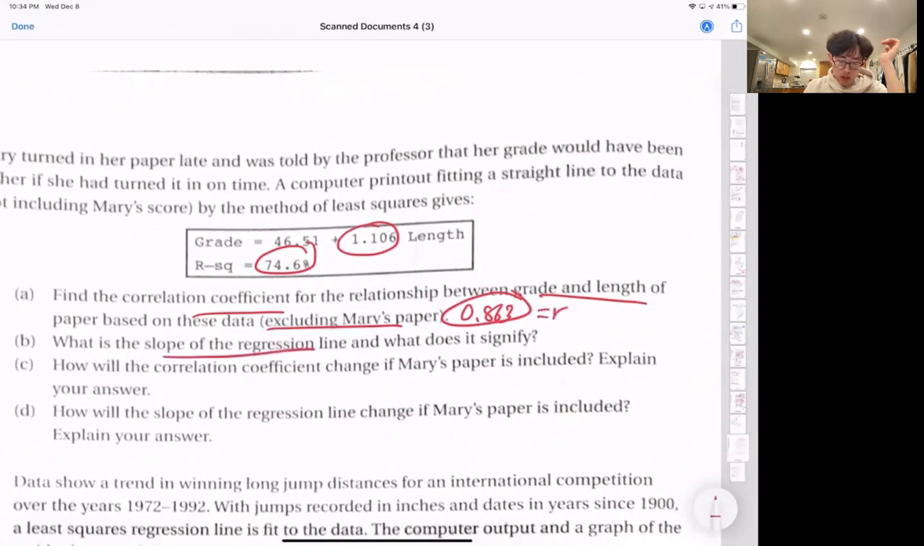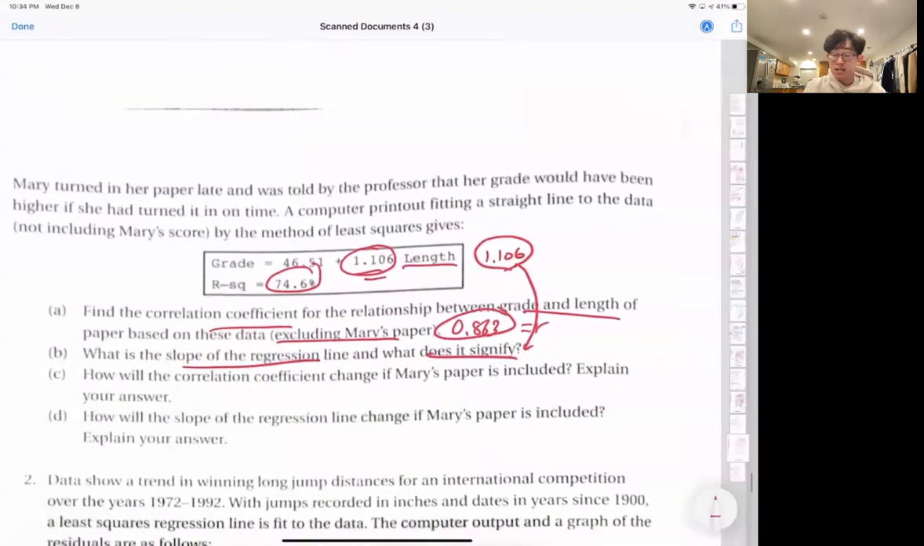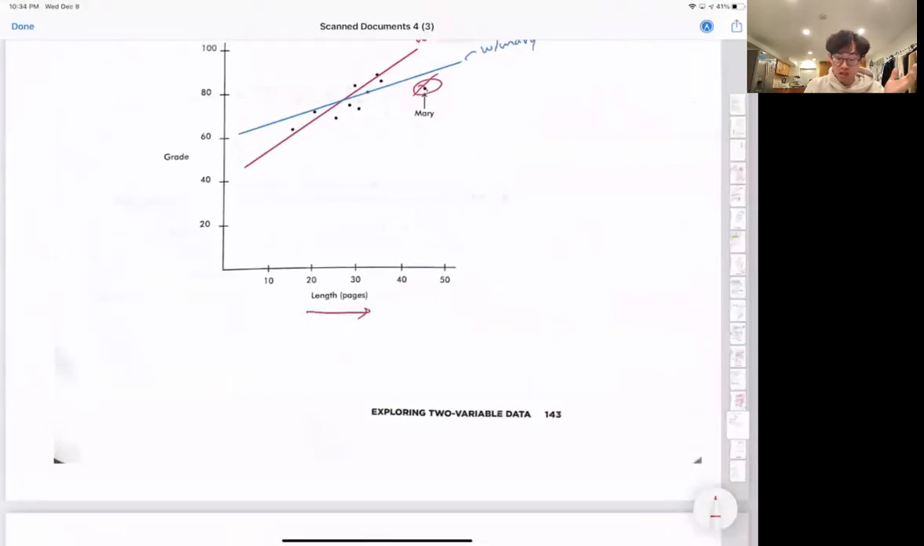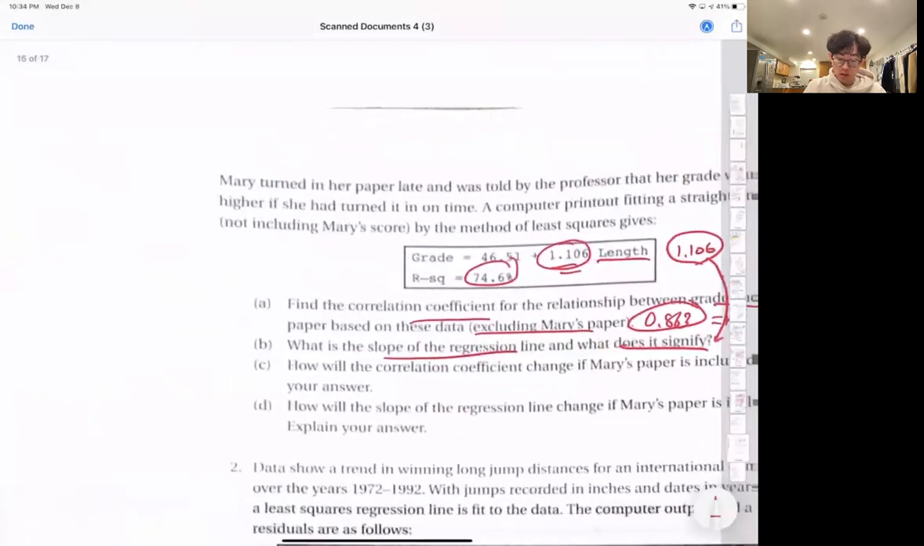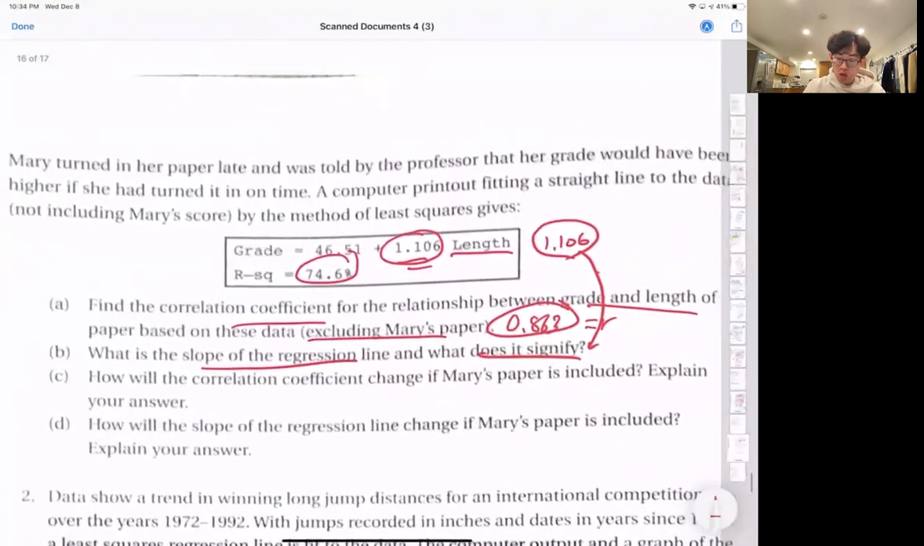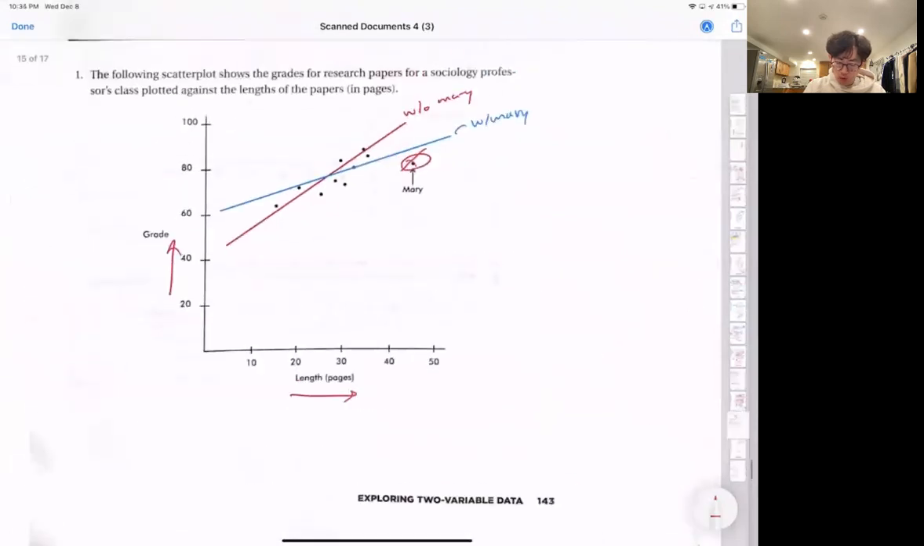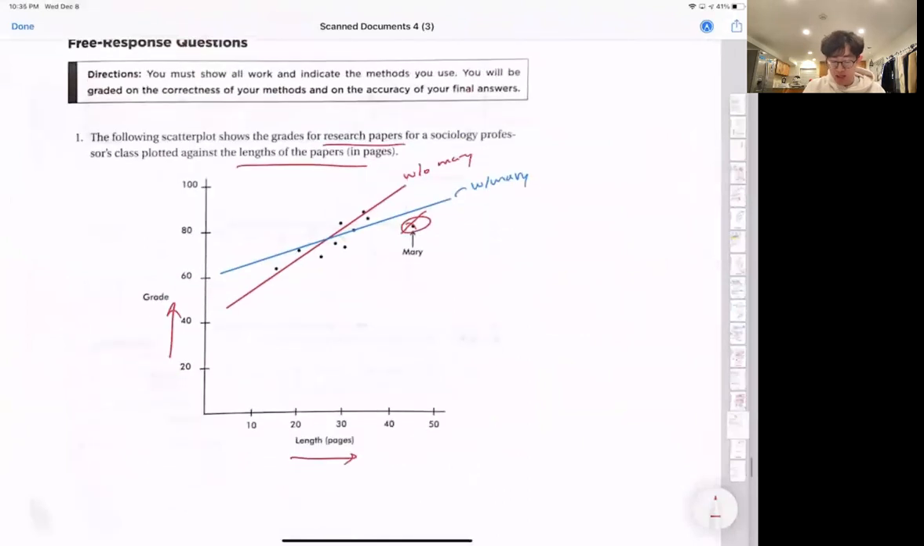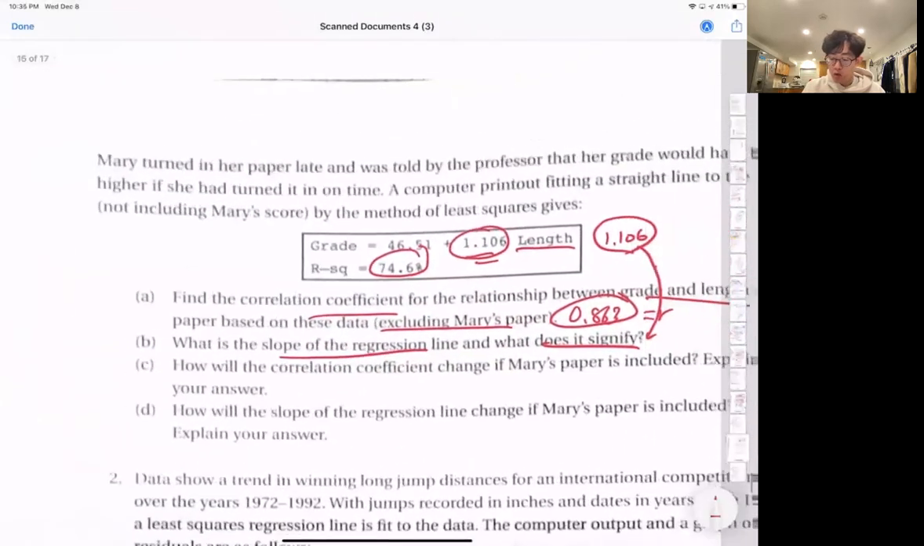What is the slope of the regression line? Slope of the regression line is 1.106 for that one. Again, what does it signify? As length increases, as the length of the page increases by 1, your grade increases by 1.106. That's what it means. So this is for the length of the papers for the research paper. As length increases by 1 page, your grade increases by about 1.106 points.